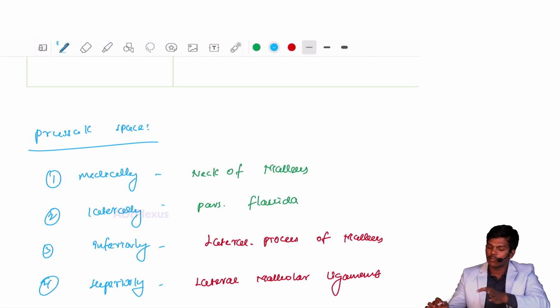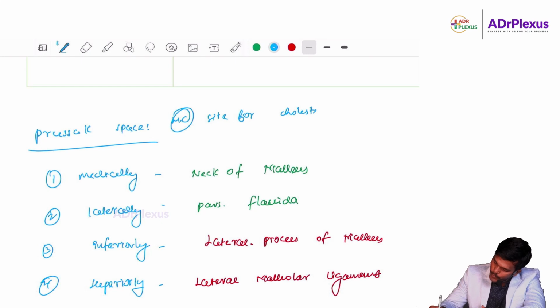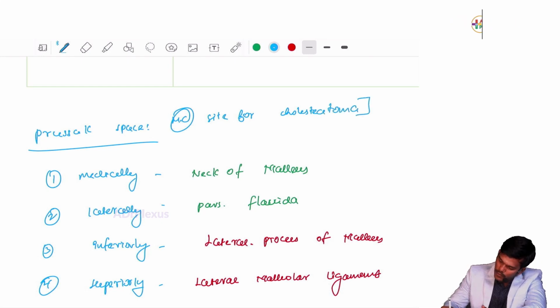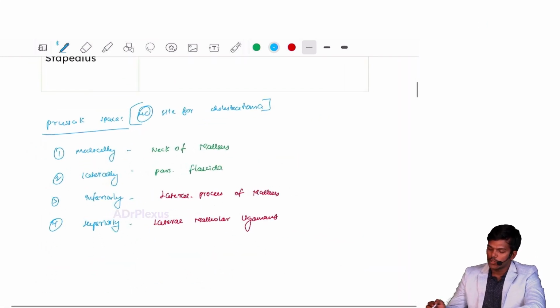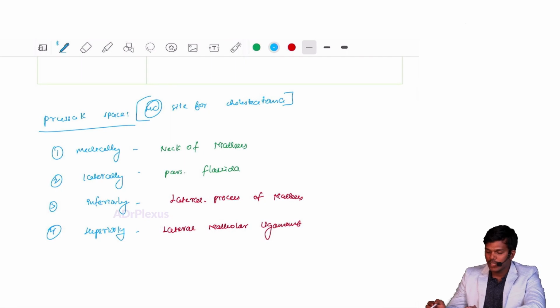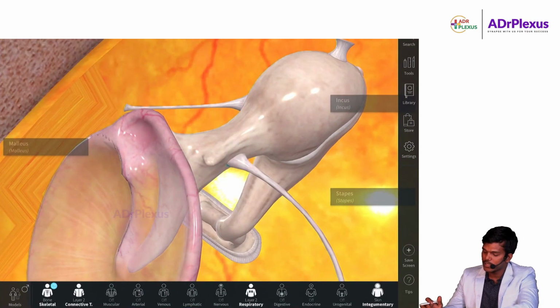Because Prussak's space is the most common site for cholesteatoma. Most common site for cholesteatoma. Clear? So medially, laterally, inferior, superiorly, you will know. Now let's see about the other ossicles.